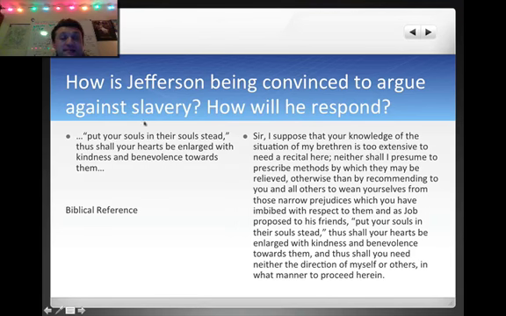Hopefully what you're going to be seeing is this Christian reference to the book of Job in the Bible. Now, Banneker says to Jefferson, "Put your soul in their soul's stead. Thus shall your hearts be enlarged with kindness and benevolence towards them." And we can identify the rhetorical device as a biblical reference.